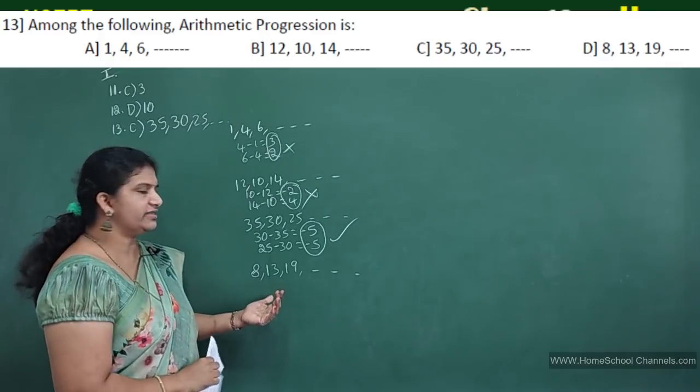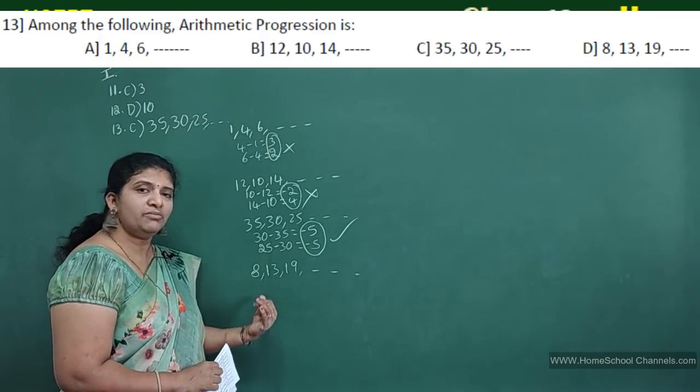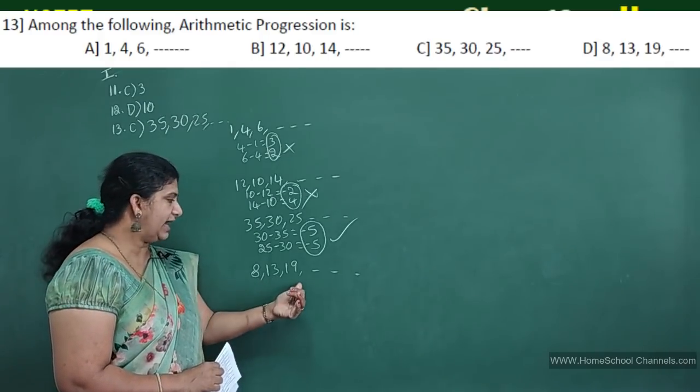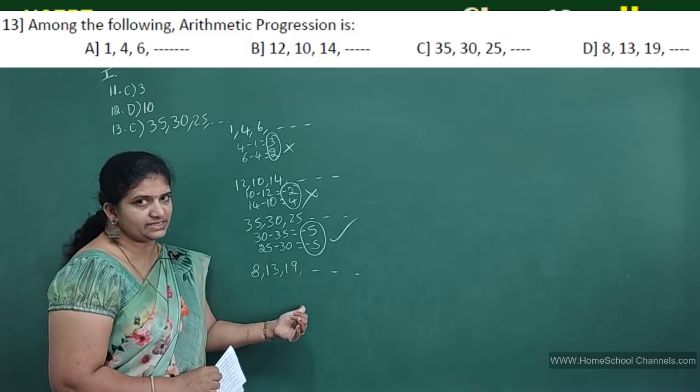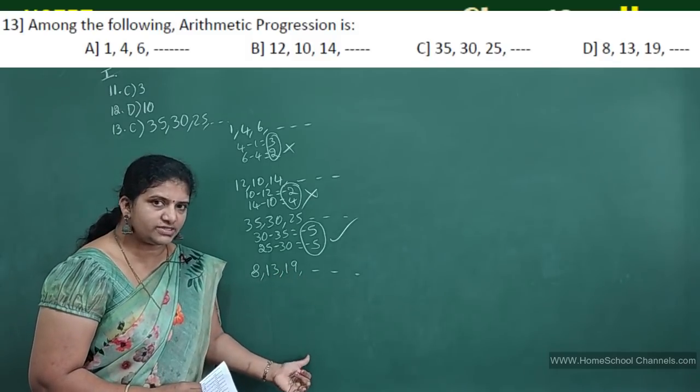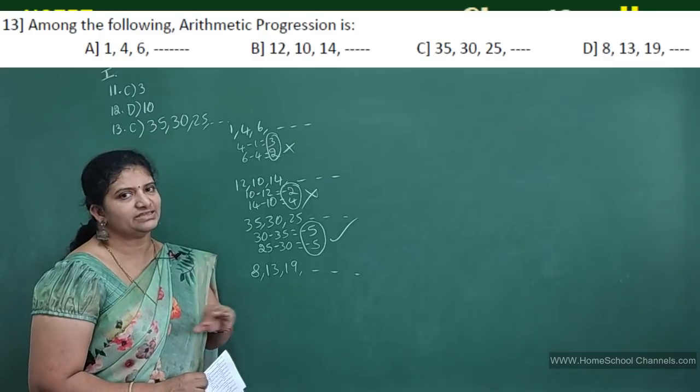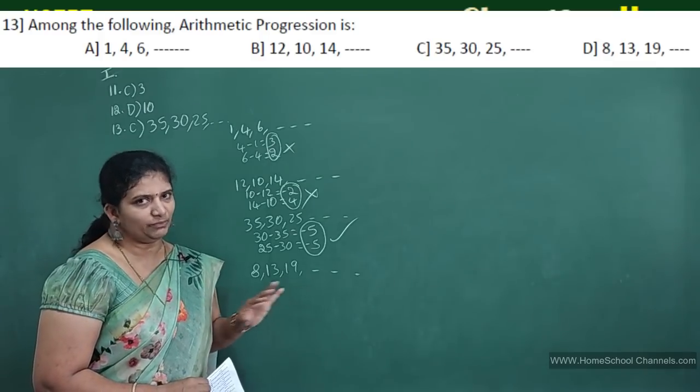If you want, you can check this also. 13 minus 8 will be 5 and 19 minus 13 will be 6. Common difference is not constant. Therefore, this sequence is not in arithmetic progression.